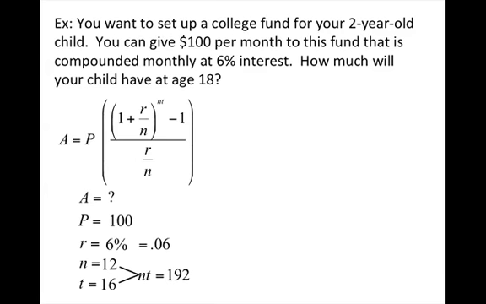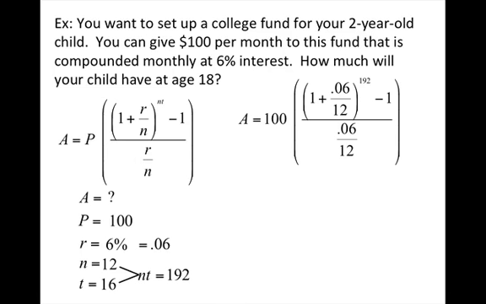So these are the values that I'm going to plug into my formula. A equals 100 times 1 plus 0.06 divided by 12 raised to the 192 power minus 1, and all of that is divided by 0.06 divided by 12.